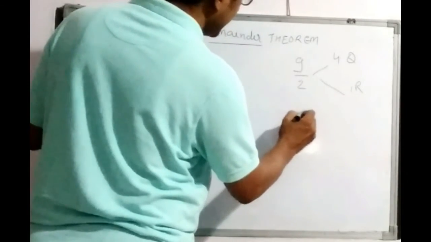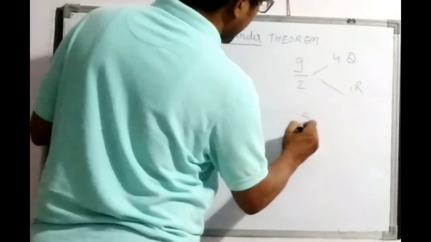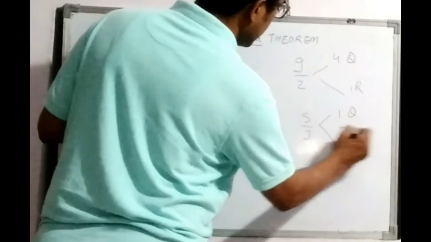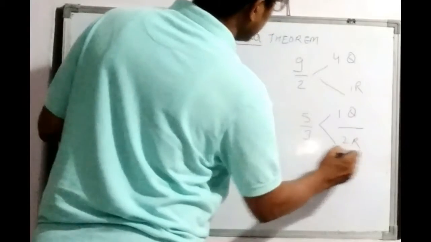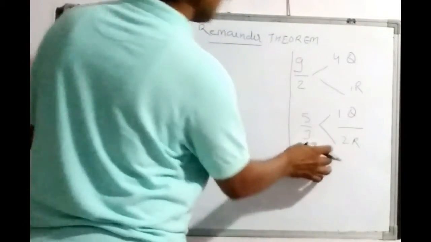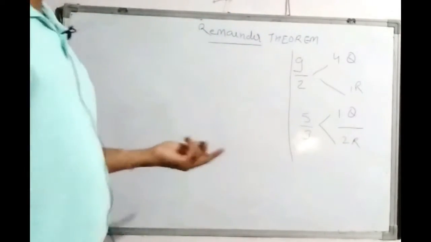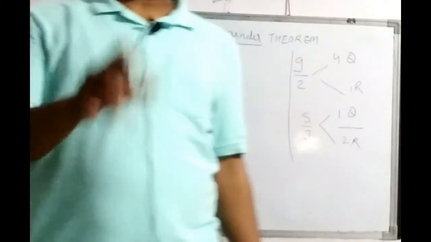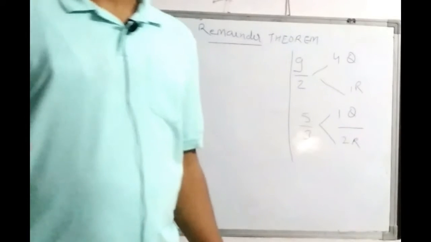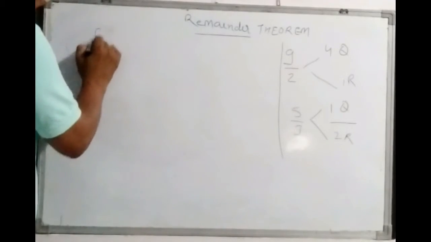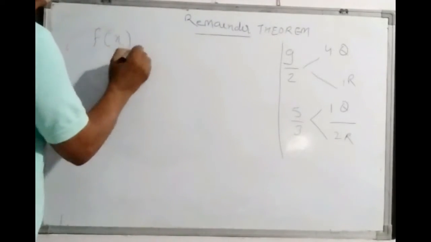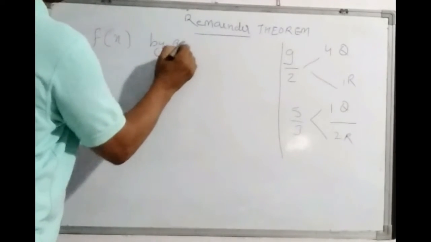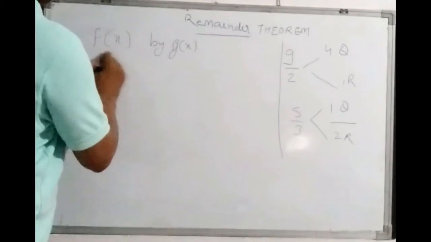Similarly, I will take another example as well. If I divide 5 by 3, then I will get 1 as quotient and 2 as remainder. So this is what happens when we divide a real number by another real number. So what will happen if I divide one polynomial by another polynomial? Say I divide f(x) by g(x). Then what will I get?